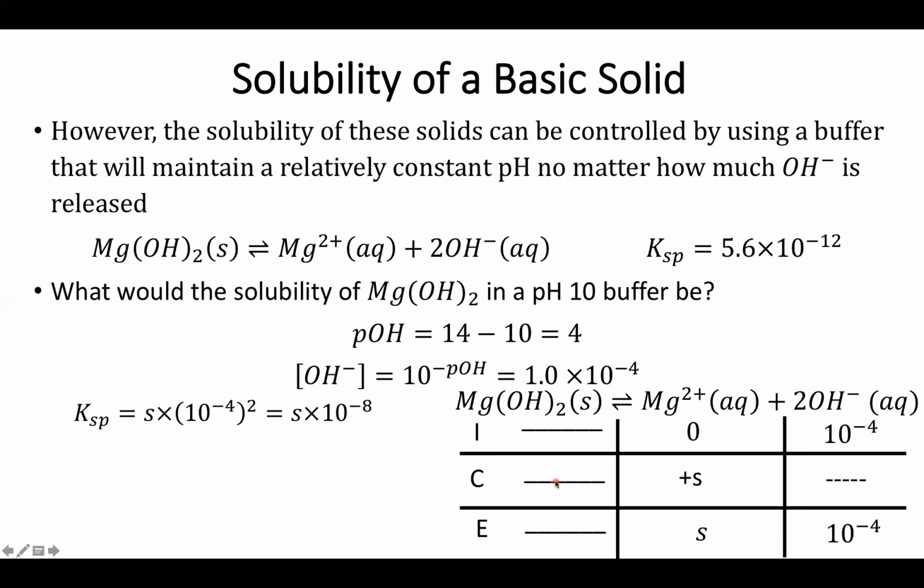So doing this, we can go ahead and then plug into our Ksp value, which will just be the solubility times the hydroxide concentration squared. So this gives us S times 10 to the negative 8. Then solving for S, we find that the solubility will be about 5.6 times 10 to the negative 4th.